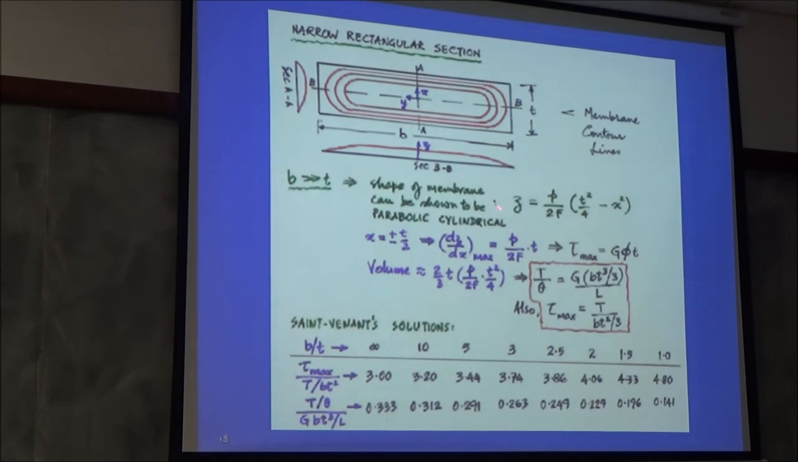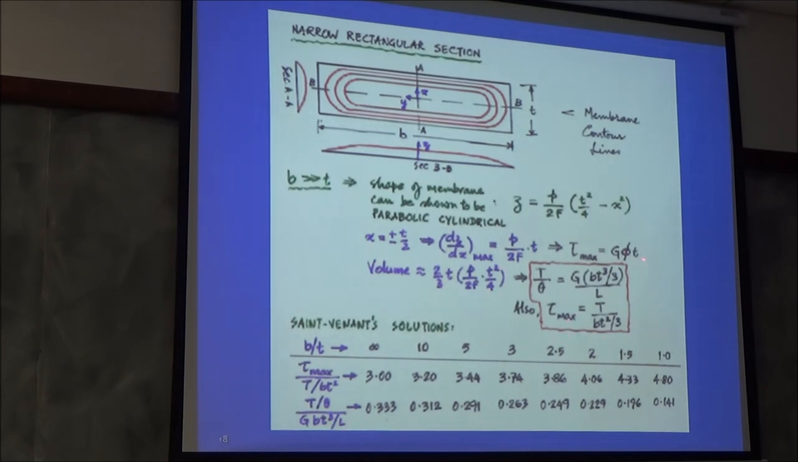Okay? And you can work out formulas for how you can find the expression for torsional shear stress. If b by t, where b is the width and t the length, is infinity, that means a long one-way slab, or a long, thin, narrow rectangular section, the formula is this: tau max is 3T by b t squared, and T by theta is one third of G b t cubed by L.